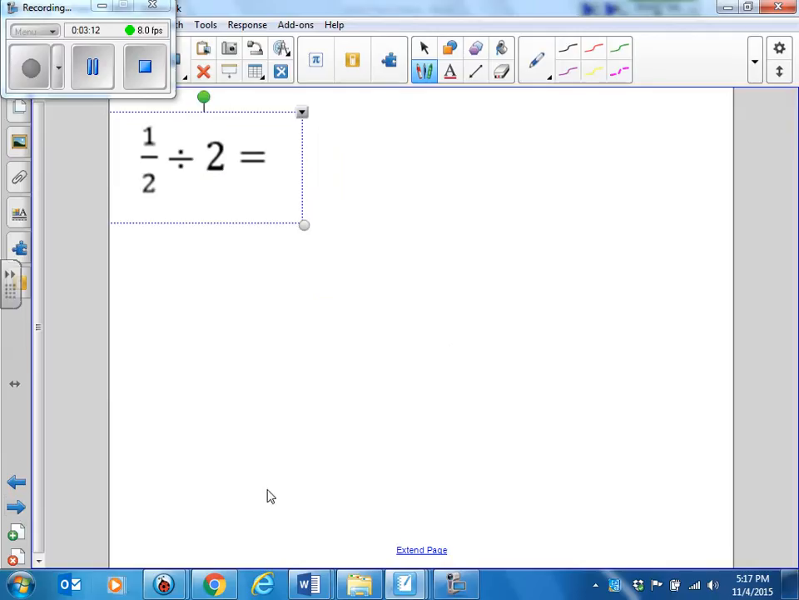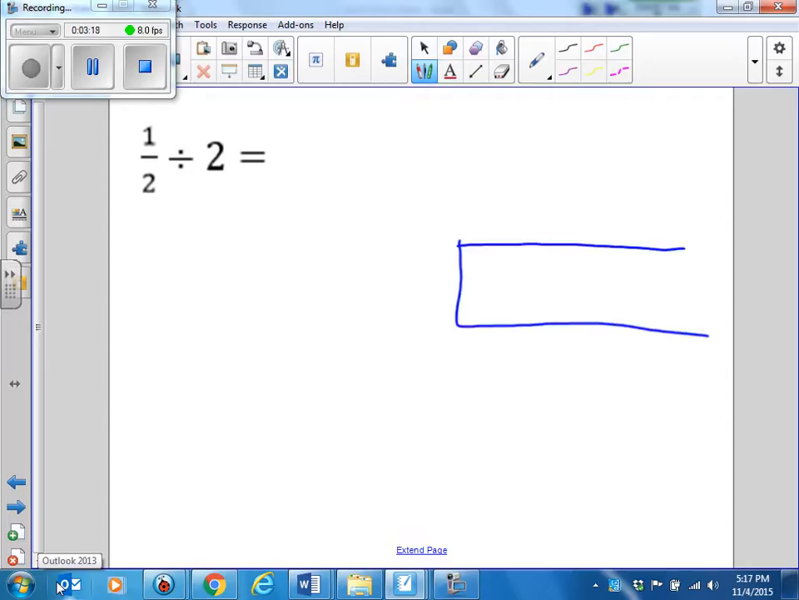Now here it is written the other way. I want you to imagine here, if I only have a half of something, and I divide it into 2 pieces, what is the size of my pieces? I want you to think about that for a minute. What would the size of my pieces be if I divide it?